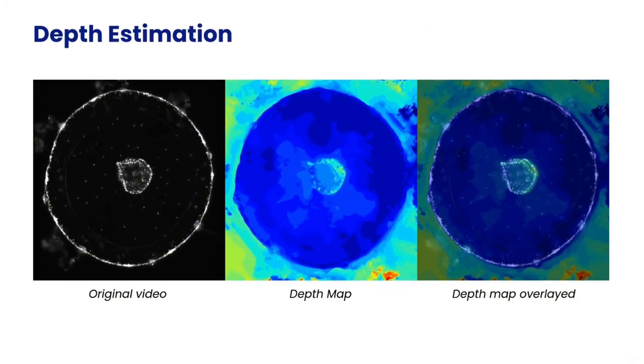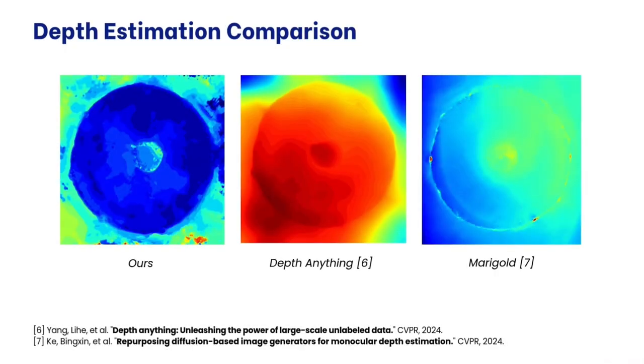Here you can see a comparison of the original video, depth map, and the depth overlaid video, all generated using the OmniMotion-based method. When compared to the best existing approaches like Depth Anything and Marigold, our method performs better, especially for jellyfish data.